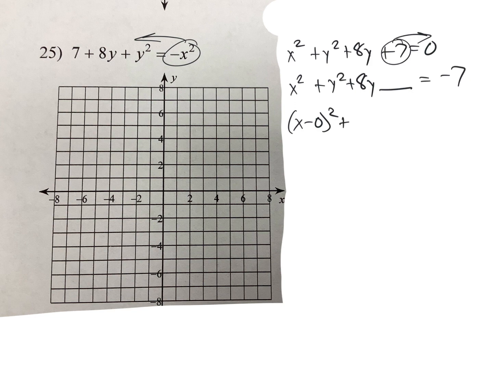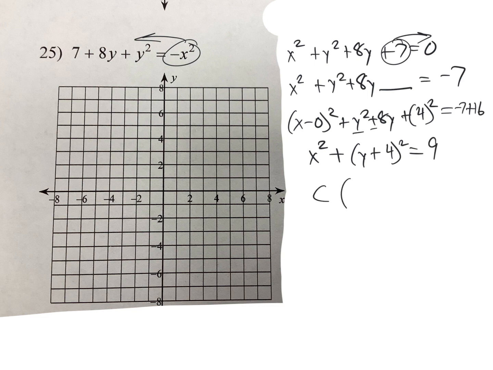Now I complete the square. Half of 8 is 4. We square it, which is 16. We add that to both sides. Okay, so again, x squared plus first letter, first operation, and b over 2. Negative 7 plus 16 is 9. My center is at 0, negative 4. My radius is the square root of 9. 0, negative 4. 3 blocks to the right and to the left, and up and down.